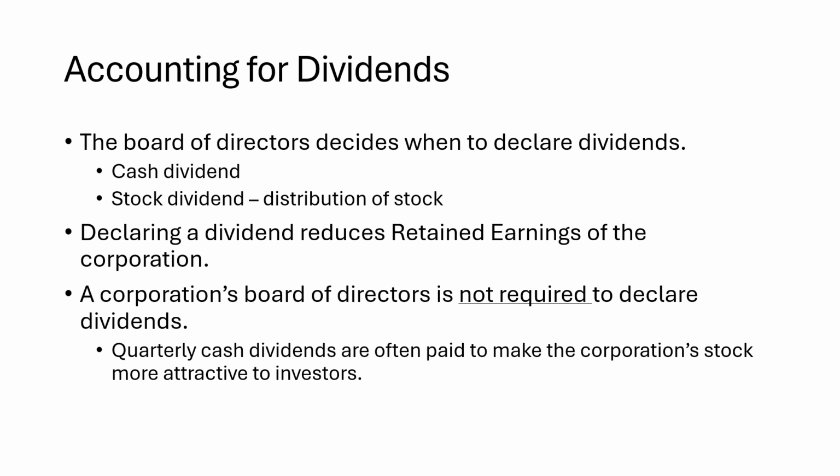Declaring a dividend does two things. It reduces the retained earnings of the corporation, and it also creates a liability. So when the corporation declares a dividend, it immediately becomes a liability that must be paid out at the specified date. Again, the corporation's board of directors is not required to declare a dividend.